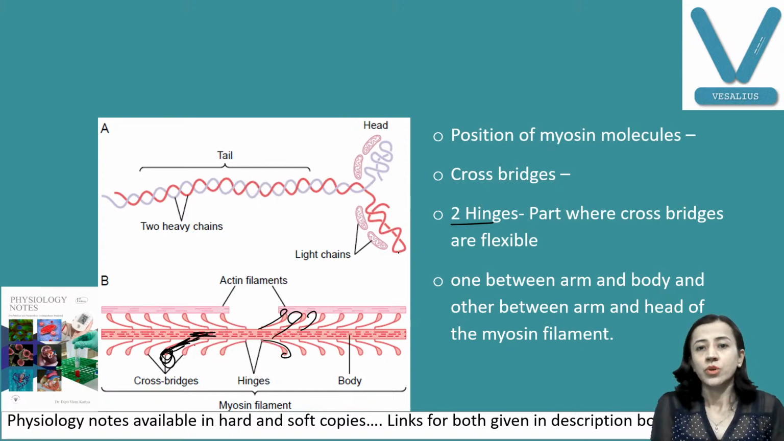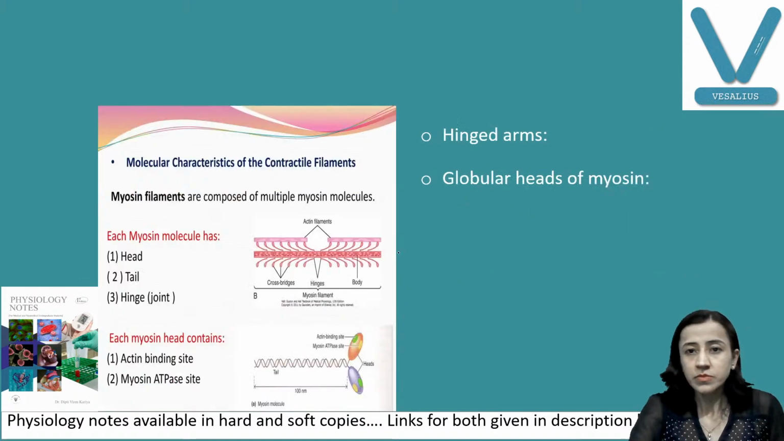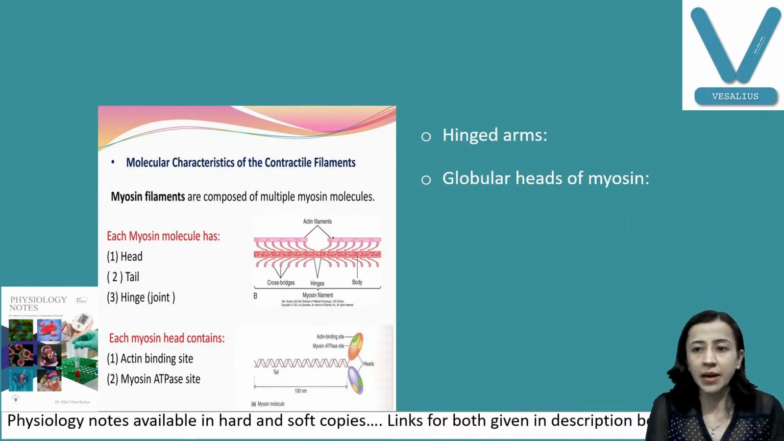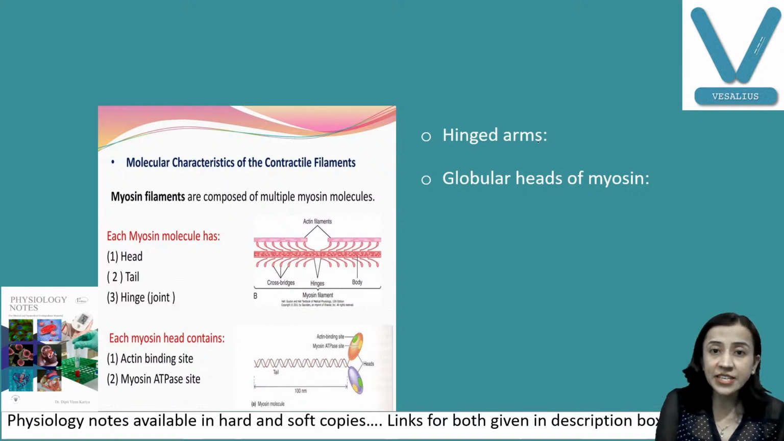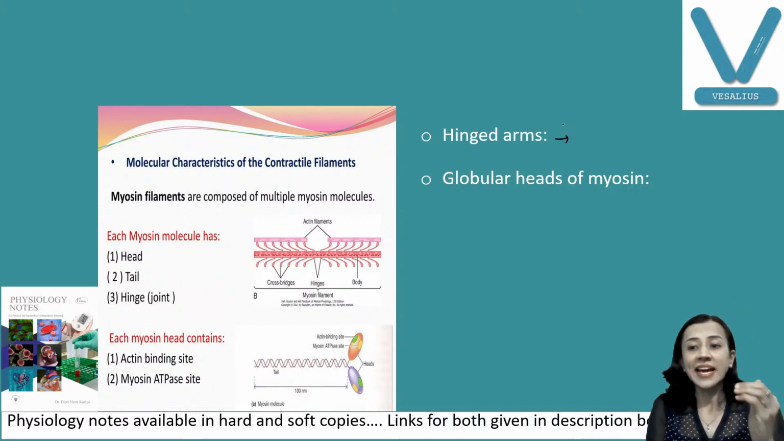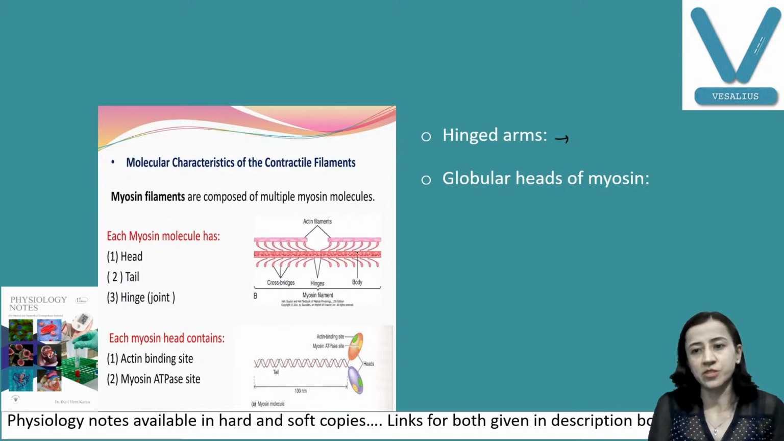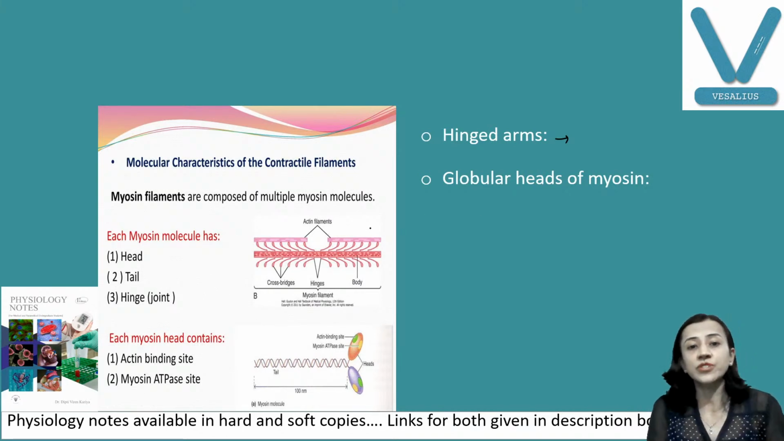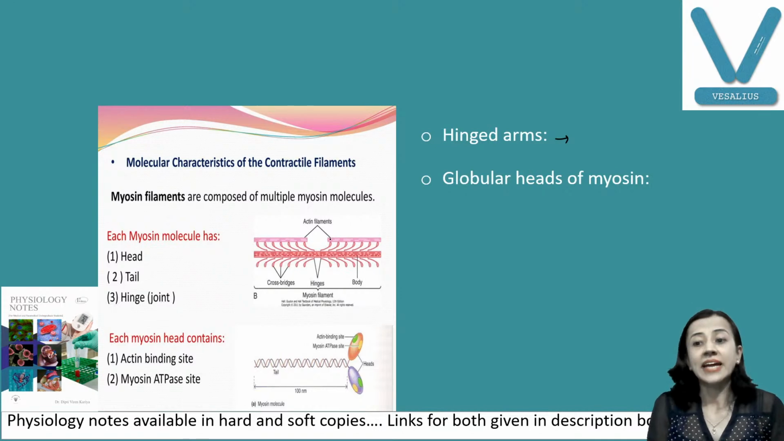Now, you can see these are the hinged arms. And what is the role of these hinged arms? They allow the head to be extended or to move or flex. So movement is possible. And these globular heads project from the surface of the thick filament, towards the thin filament, and they bridge the gap between them.